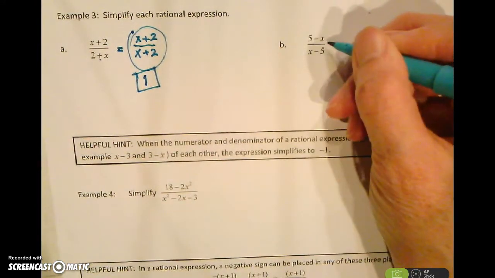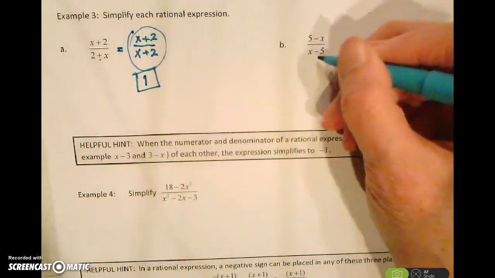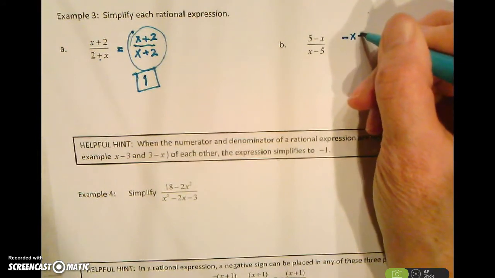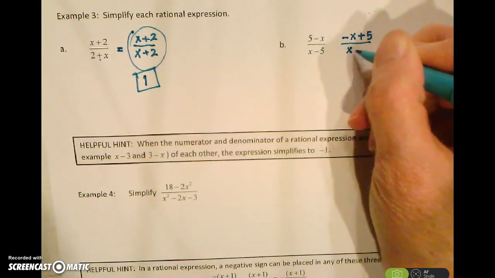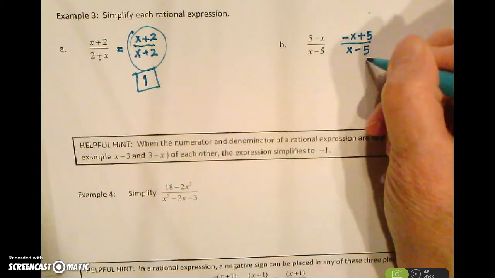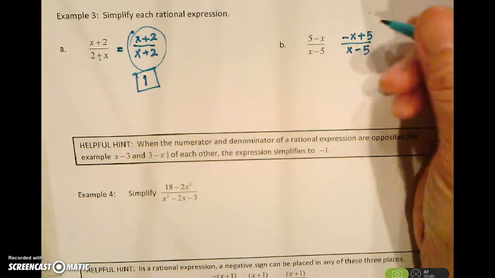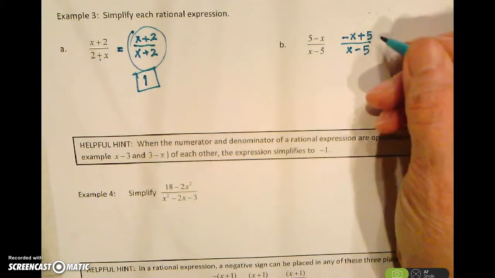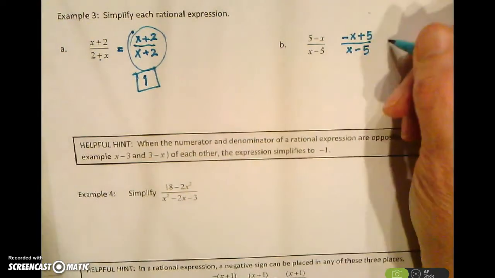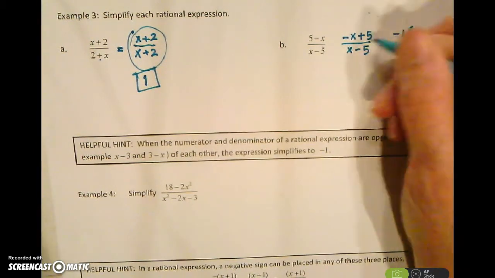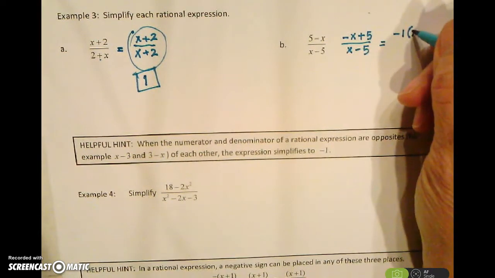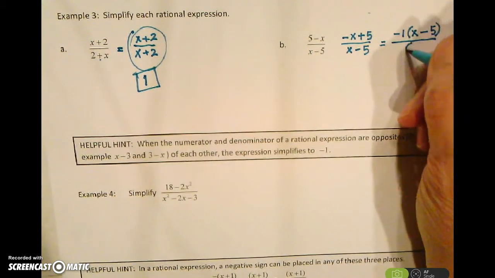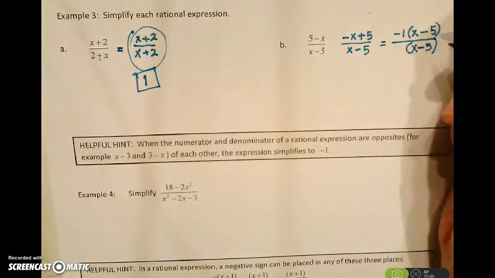However, on B, I have 5 minus x and x minus 5. So are those the same? I'm going to reverse the order, and when I do, I get a negative x plus 5 in the numerator and x minus 5 in the denominator. You can see they are not the same. But what I can do is factor out a negative 1 from the numerator. And when I do factor out that negative 1, it's going to change the sign. So it's going to make the x positive and the 5 negative. So then I have the x minus 5 in the denominator.